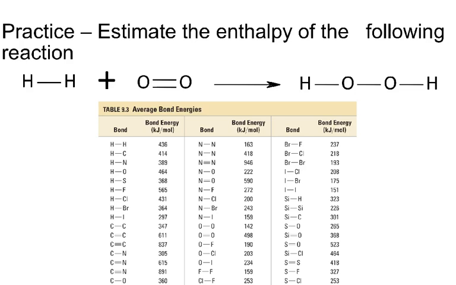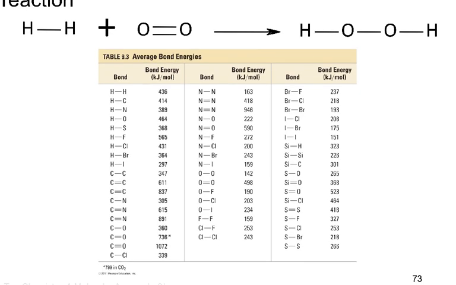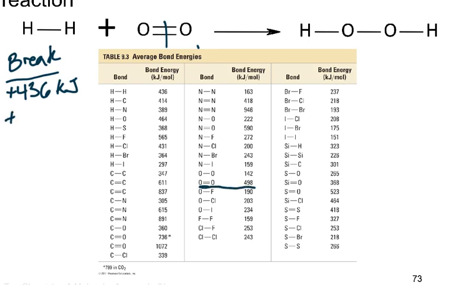So let's practice. I would, again, pause the video and practice yourself. Estimate the enthalpy of the following reaction. So overall, we are breaking 1 hydrogen-hydrogen bond. So that's going to take 436 kilojoules. We are breaking an oxygen-oxygen bond, which is 498 kilojoules. That gives us a total of 934 kilojoules on our bonds breaking side.